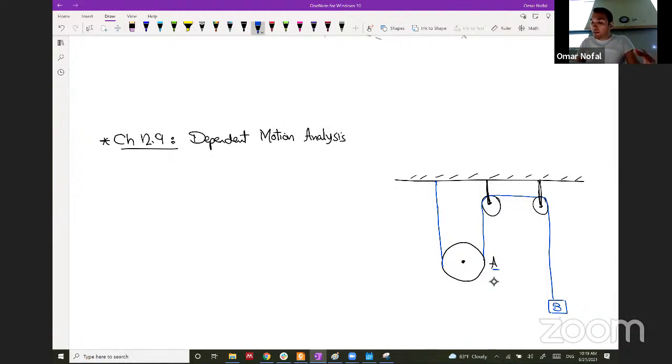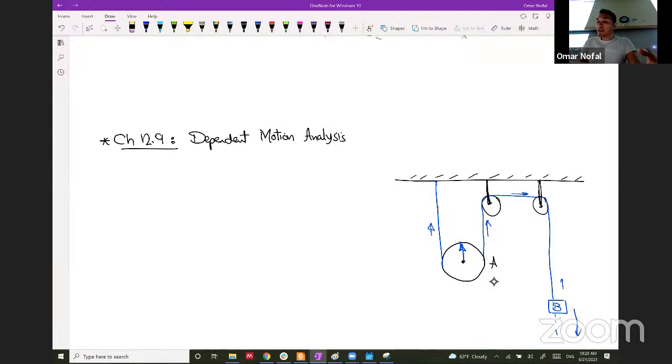So, for example, if we know that B is moving down, what will happen is this rope will pull down, and it will move in this direction, and this will move in this direction, and this will move in this direction, and this A will go up. So as soon as you pull B, A will go upward. If you let B go upward, A will go down. So we need to know these velocities, A and B.